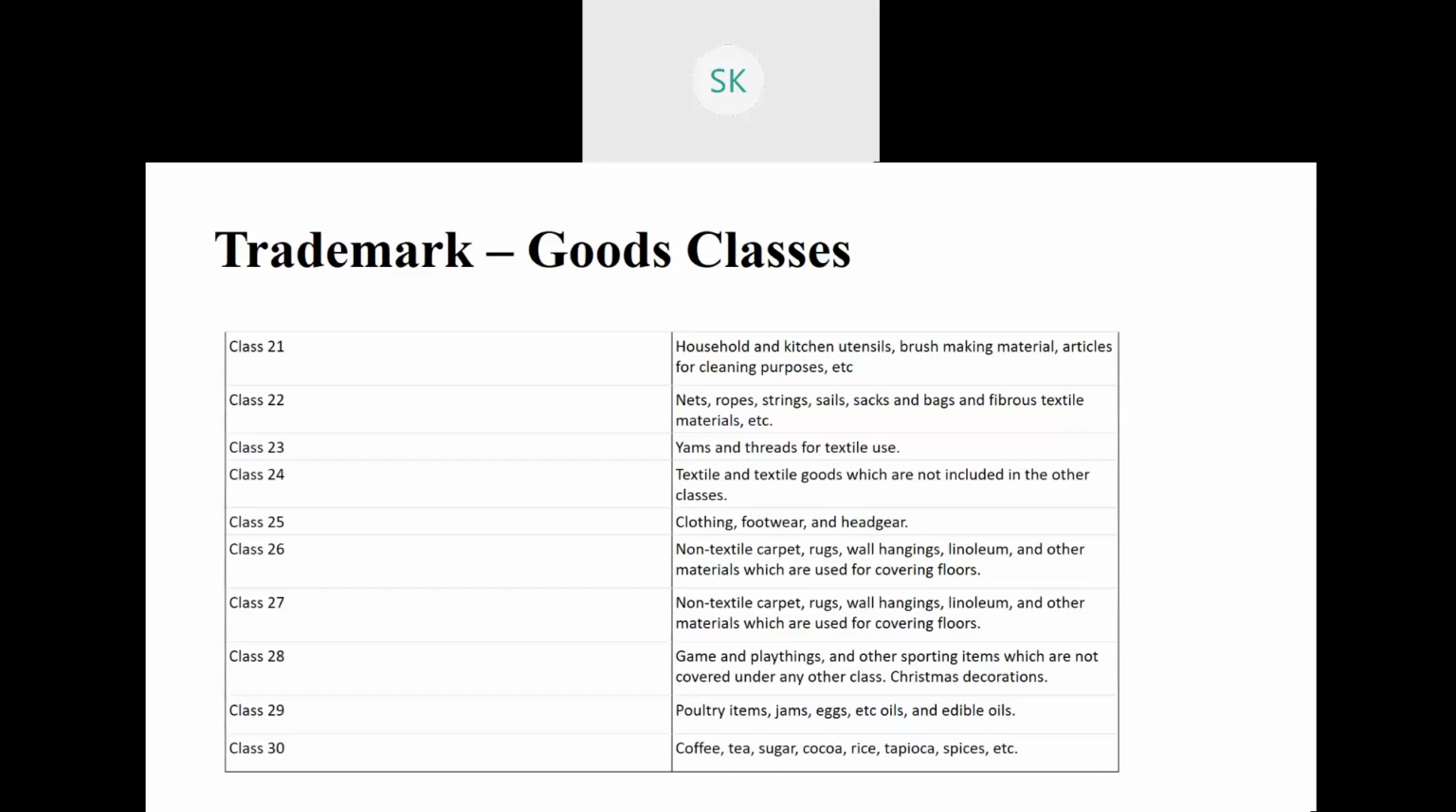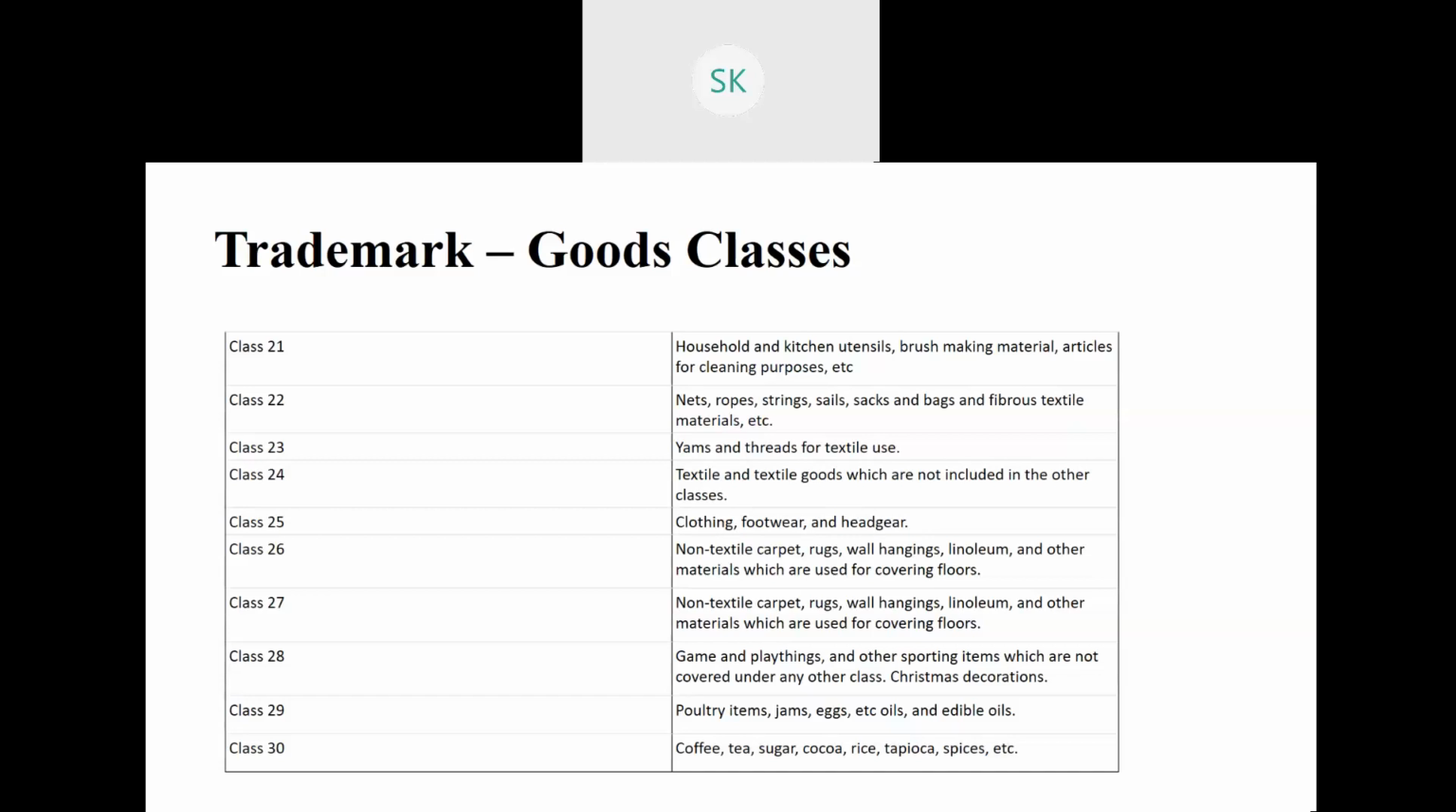Then going towards class 23, yarns and threads for textile use. Class 23 completely belongs to the textile industry. The products include yarns and threads. Then going towards class 24, we have textiles and textile goods which are not included in the other classes. In class 23, we have seen most of the products are for textile use. The products excluded from class 23 are included in class 24.